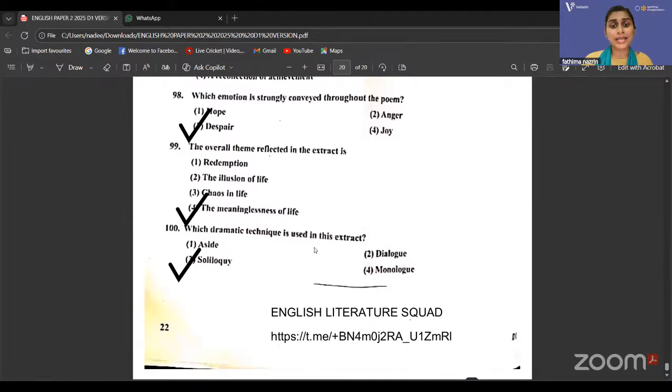Which dramatic technique is used in this extract? It is soliloquy. It is not monologue. Monologue is something when a speaker talks with people around. Soliloquy is when the speaker is alone on the stage and is talking to himself. So it is soliloquy. This is taken from Macbeth, and it is Macbeth who is giving this soliloquy. So with that, we wind up the question paper analysis.